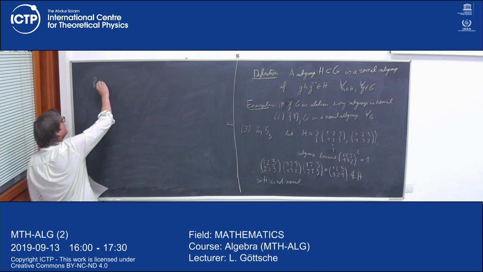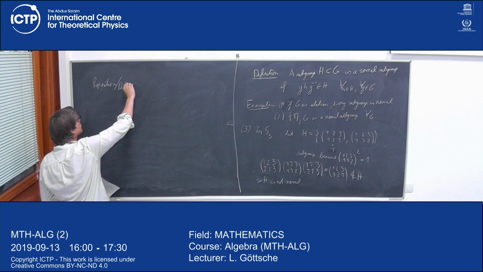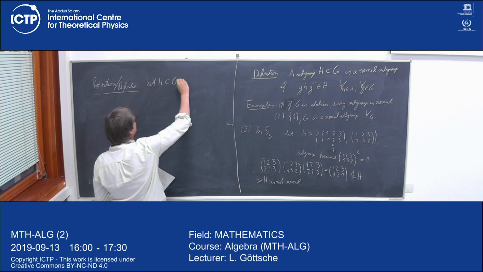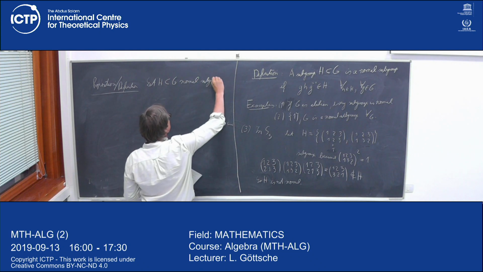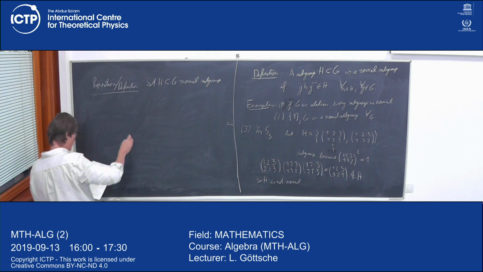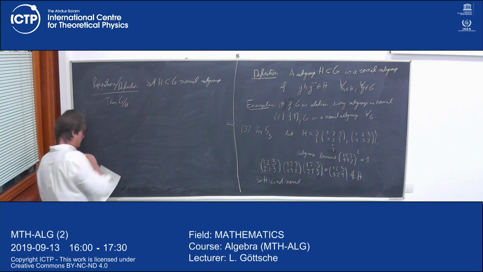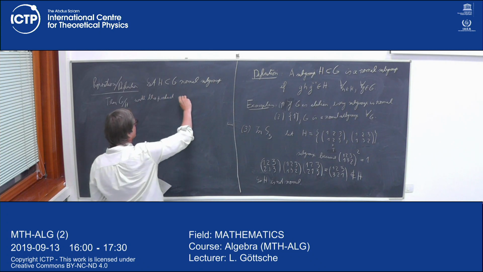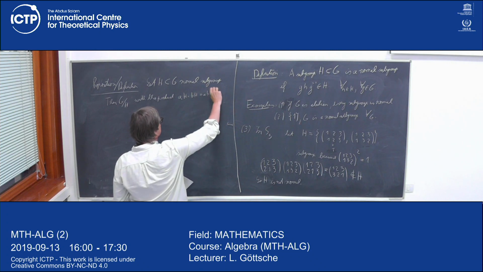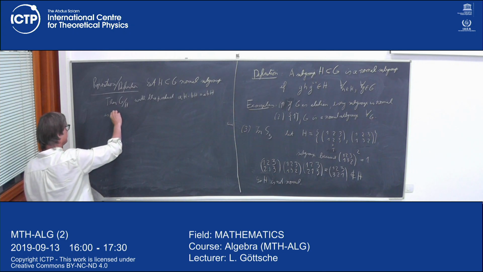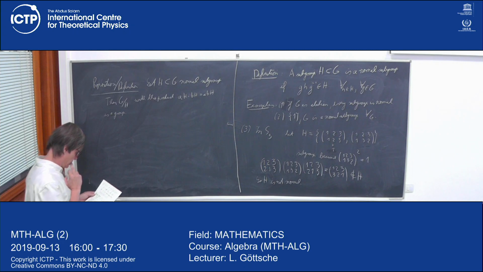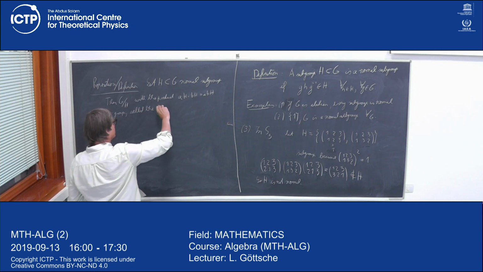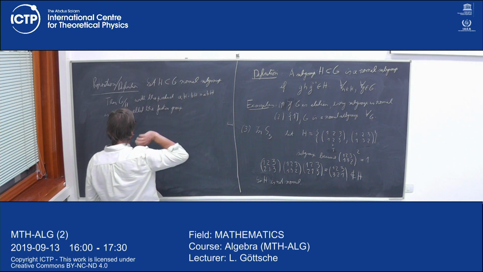Proposition, definition. Let H in G be a normal subgroup of the group G. Then G mod H with the obvious product aH times bH equal to abH is a group, and it's called the factor group of G by H. Maybe also quotient group. Anyway.